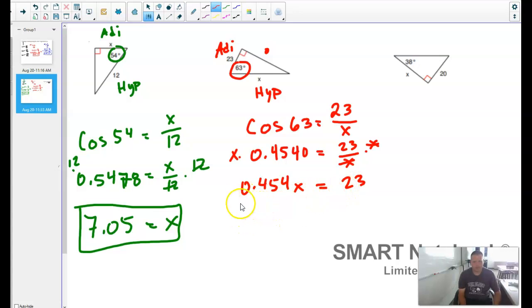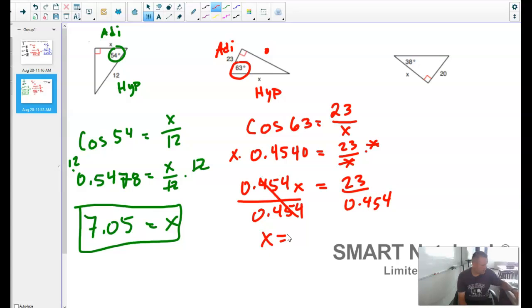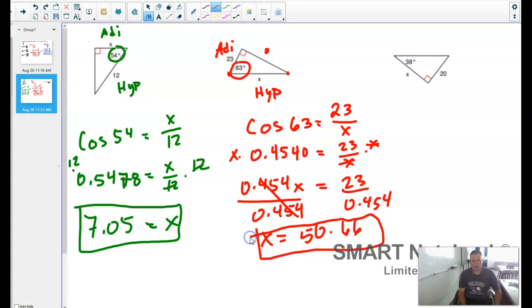And then we have just an extra step here. I'm going to divide by 0.454 to get rid of that, so I have the x over here. So I'm going to have x equal to 23 divided by 0.454, and I get somewhere around 50.66 is what I get. And this is, again, going to be that distance from this point to this point. So a little bit different on the solving part because the x is now in the denominator, but just times by x and then divide by your number over. Ends up being really nice there.